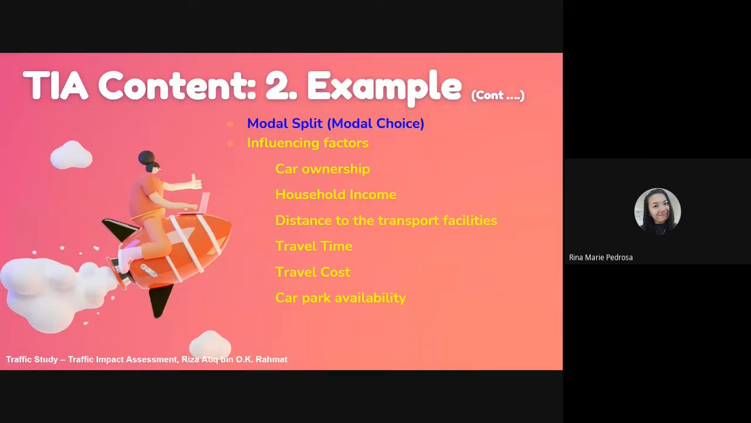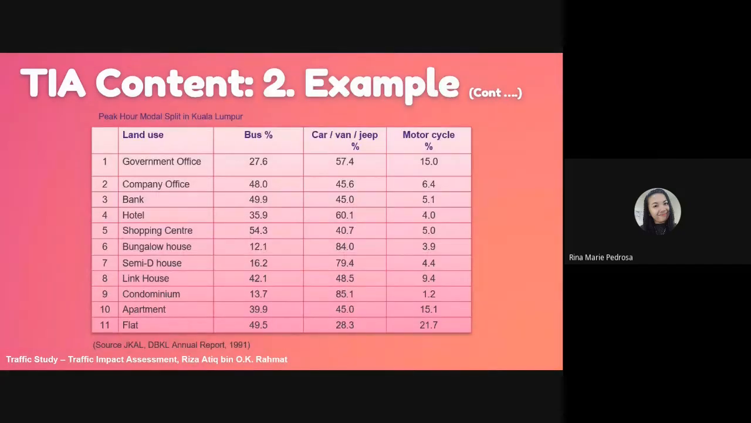So the modal split or the modal choice. So the influence factors, again, you have this: car ownership, household income, distance to the transport facilities, travel time, travel cost, car park availability. I think I have discussed this from the previous topic. Here's an example of the peak hour modal split in Kuala Lumpur. So for buses, car or van or jeep, and the motorcycle. So here are the different land uses: government offices, company offices, bank, hotel, shopping center, bungalow house, semi-D house, link house, condominium, apartment, and flat.